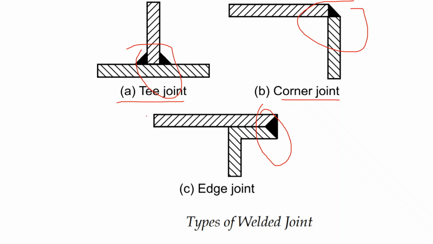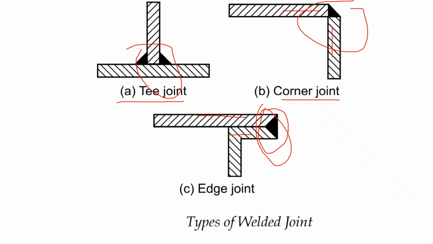A corner joint is a joint between two components which are at right angles to each other in the form of an angle. You can see that they are at right angles to each other. This type of joint is known as a corner joint. Now, an edge joint is a joint between the edges of two or more parallel components. You can see that this plate is parallel to this plate, and there is a joint where these two components are parallel to each other.